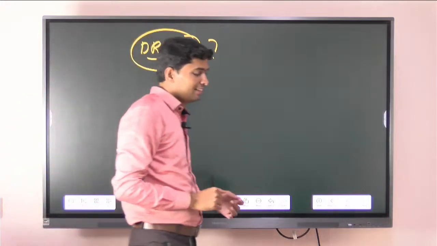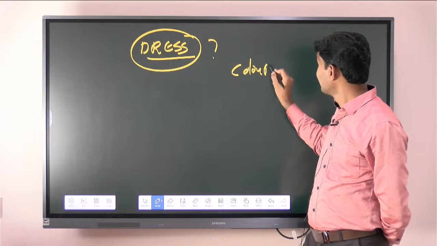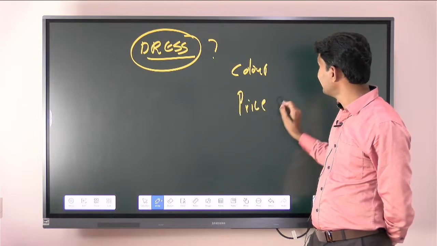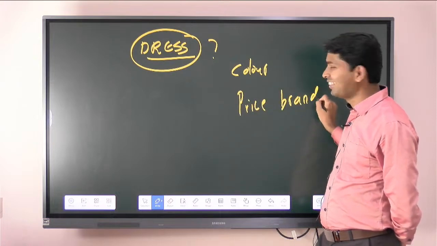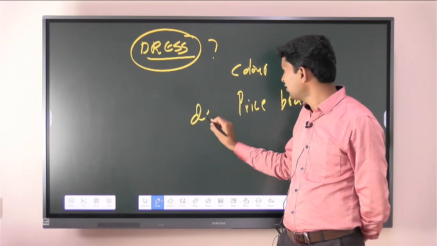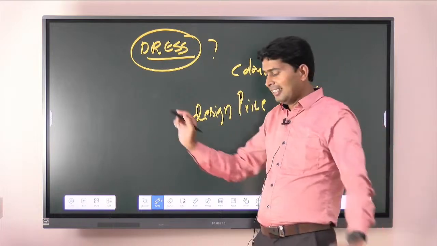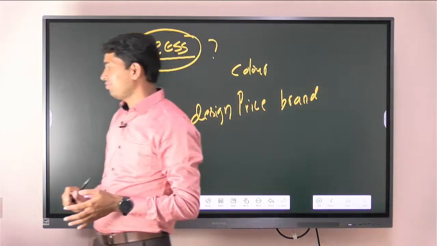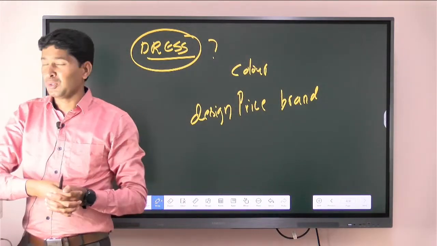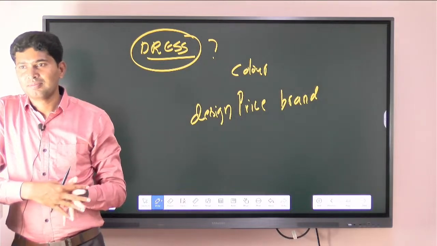So what will you consider? Color, price, oh my god, brand, what else? Design also, yes. What about offers? Offers also. Suppose the dress is very nice, the cost is 10,000 rupees only, but the budget is only 1,000 rupees. What will you do?